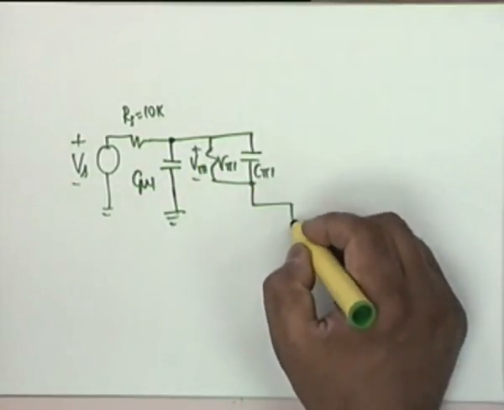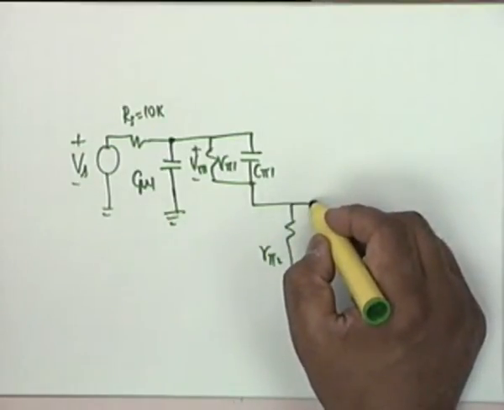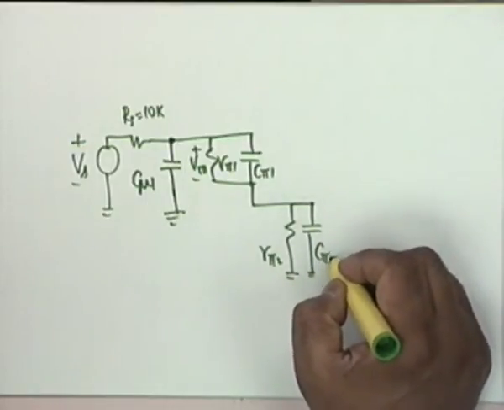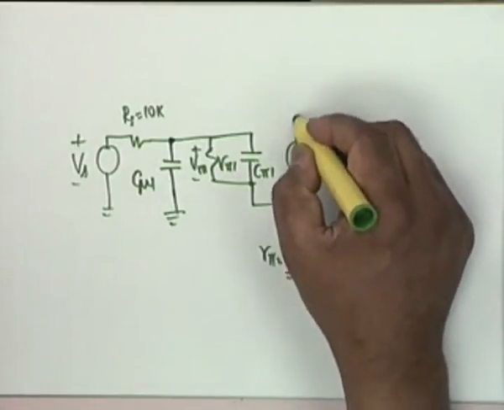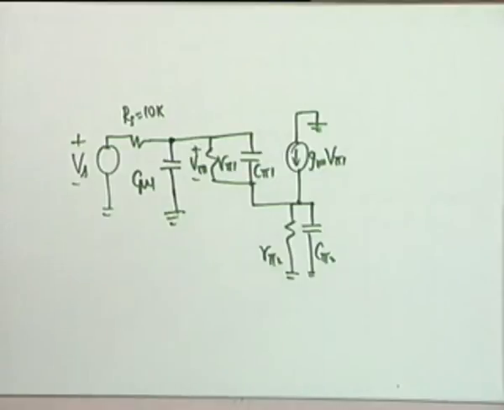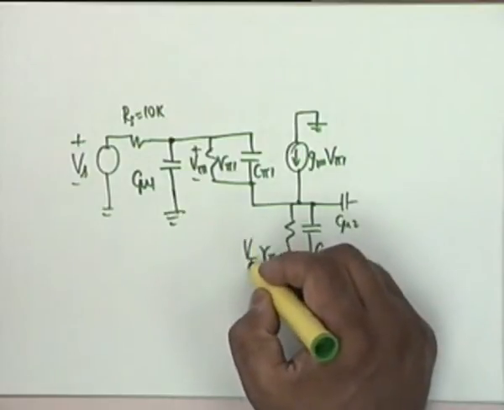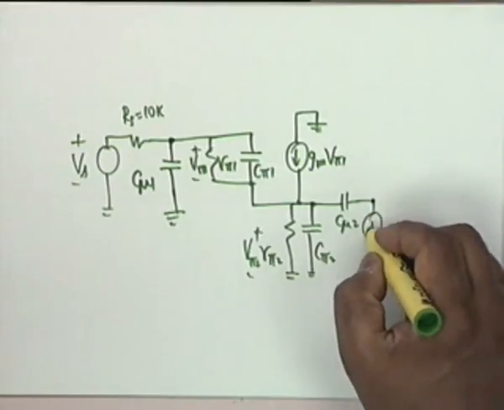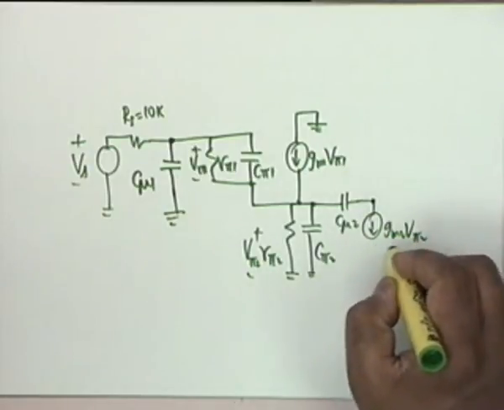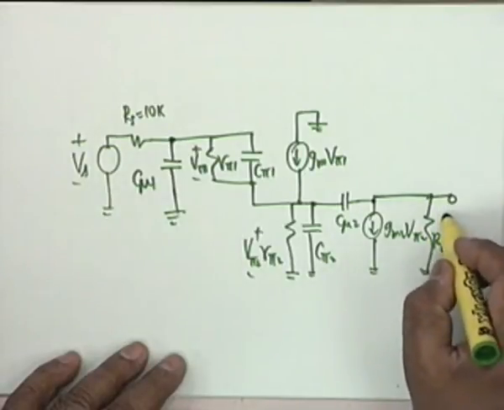This goes to R pi 2 parallel C pi 2. And there would be a current source here, Gm1 V pi 1 coming from ground to here, and then from here you get a C mu 2, this voltage is V pi 2, C mu 2, then what? Gm2 V pi 2 and RL. This is V0.